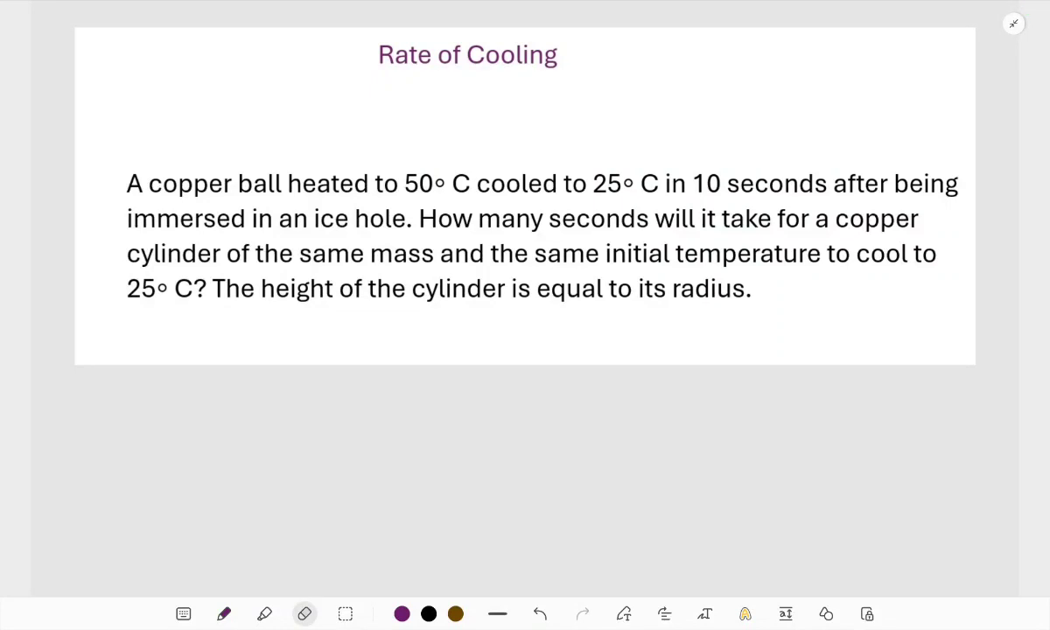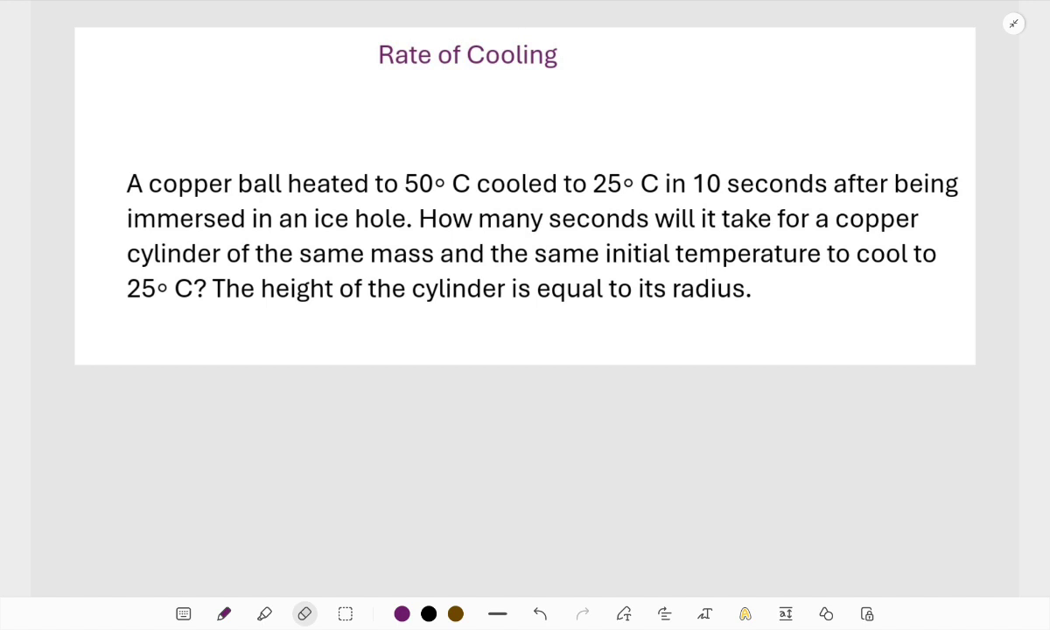And we have another problem on the screen, something related to rate of cooling, perhaps a Newton's law of cooling problem. Let's see what the problem is. A copper ball heated to 50 degrees Celsius cooled down to 25 degrees Celsius in 10 seconds after being immersed in an ice hole, a big bucket of ice.